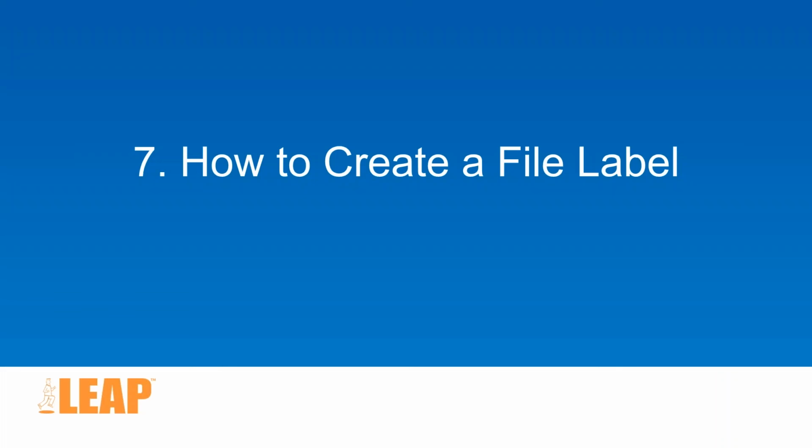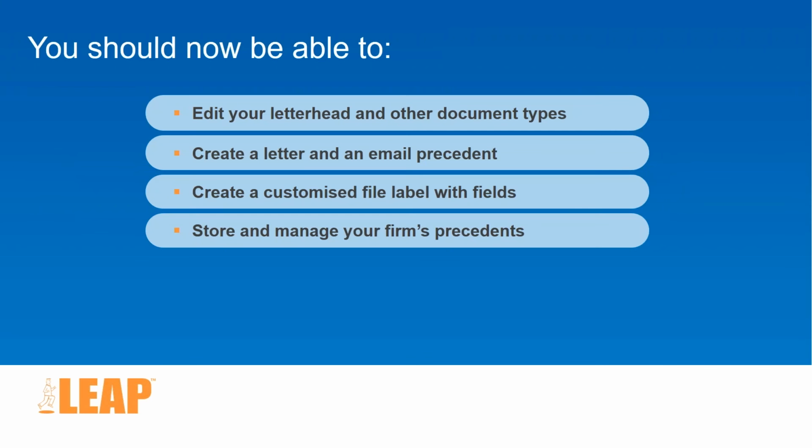So when you start working on your precedents, you need to remember that you don't need to fully automate something in one go. You can look at these more as a work in progress and do a little bit at a time. So we've come to the end of our topics for this session, and with practice you should now be able to edit your firm's letterhead, create a basic letter or email precedent, create a customized file label with fields, and store and manage your firm's precedents.